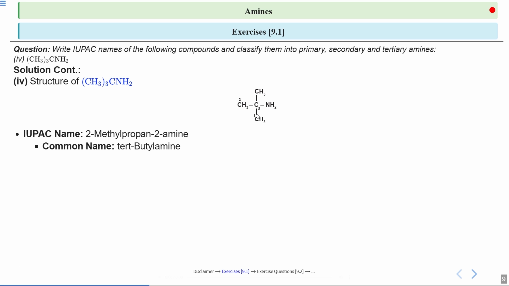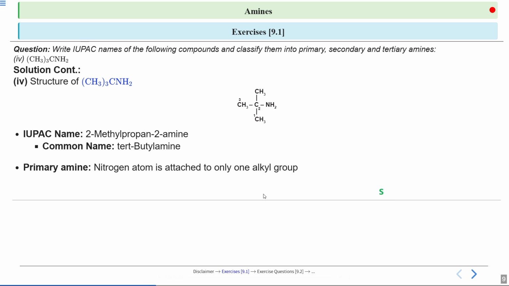The carbon to which the NH2 group is attached is a tertiary carbon, because this carbon is further connected to 3 other carbons. So this will be tertiary butyl amine, and butyl because it has 1, 2, 3, 4, a total of 4 carbon atoms. Now if we look, this is also a primary amine because it is connected to 2 hydrogens and 1 R group.